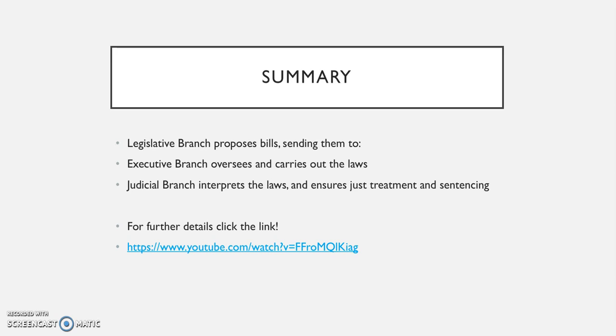So in summary, the legislative branch proposes the bills, sending them to the President and the executive branch, who oversees and carries out the bills and ultimately decides if the bills become laws. Lastly, the judicial branch interprets the laws and ensures just treatment and sentencing. For further details on how a bill becomes a law, please feel free to visit this link here and watch the video.